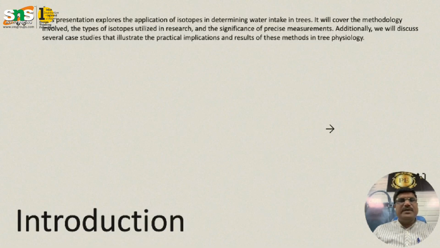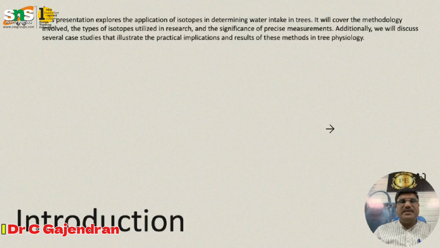In this presentation, we will begin by introducing how isotopes, particularly stable isotopes, are applied to investigate water uptake in trees. We will cover what isotopes are, how they are measured, and why they matter in understanding tree physiology. This methodology allows scientists to trace the sources of water and to quantify how much is absorbed by trees in different seasons or under different stress conditions. We will also explore real-world case studies to show how these concepts are applied and interpreted in forest science and hydrology.